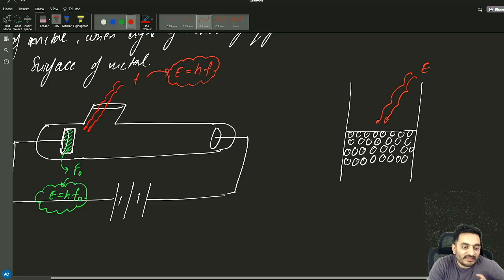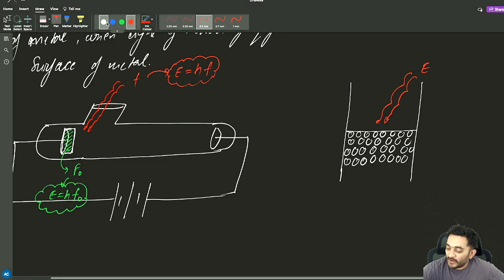The second thing you already know, there is a certain amount of energy which the electron has to pay as a toll tax, or you can say it is a minimum amount of energy everybody has to pay if they want to leave this particular metal. For that there is a special symbol which we write, phi.